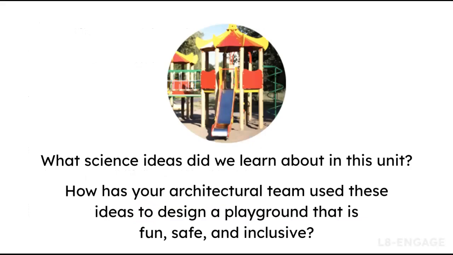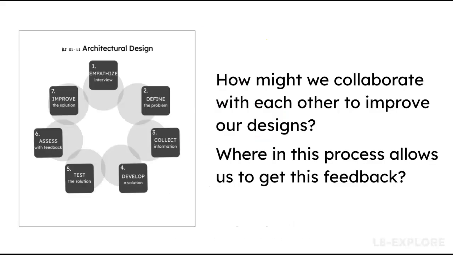To begin the Engage portion, you'll ask students about the science ideas they've learned over the unit and how their architectural design team has used those ideas to design a playground that is fun, safe, and inclusive. For the Explore portion, you'll refer back to the Architectural Design Cycle student journal page and share that each group will share their designs and give feedback with another group by filling out the chart. Students can use the rubrics for each component to assess and provide feedback to each other.